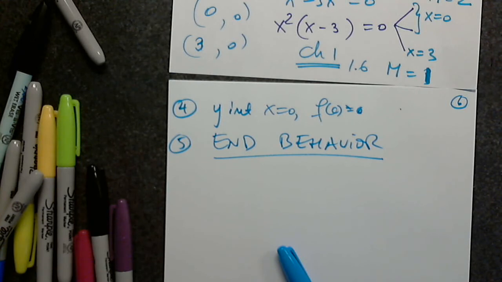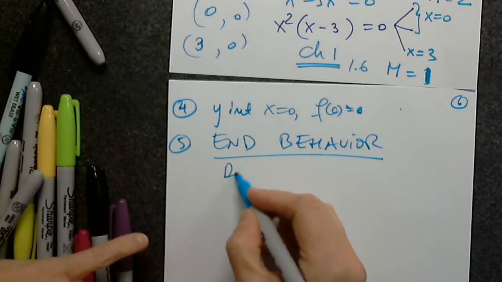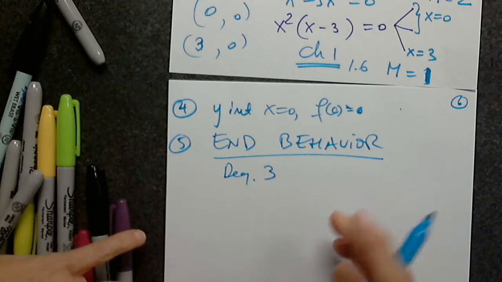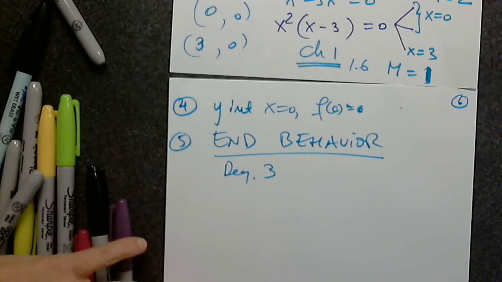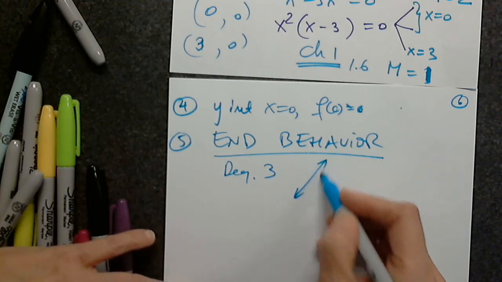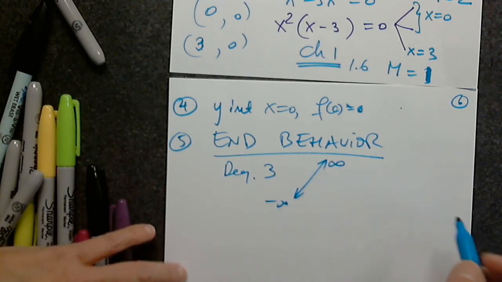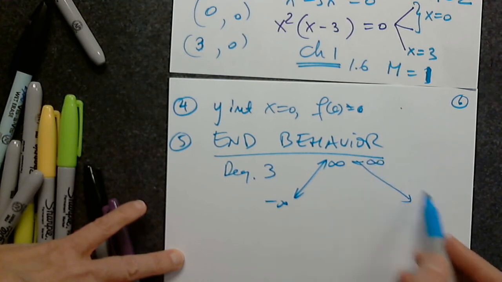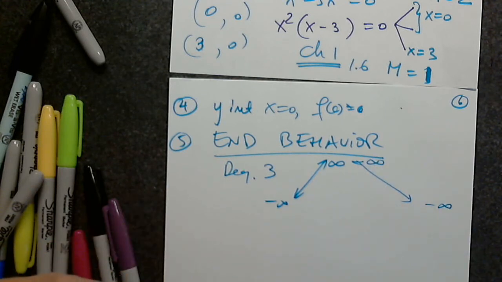Is it this? That's one option. Is it this? That's another option. Is it this? That's a third option. Or is it this? There are only 4 options. So one more time, what was the degree of this function? 3. Any odd degree has to behave like the linear function. Either this situation from negative infinity to infinity, or this situation from infinity to negative infinity.